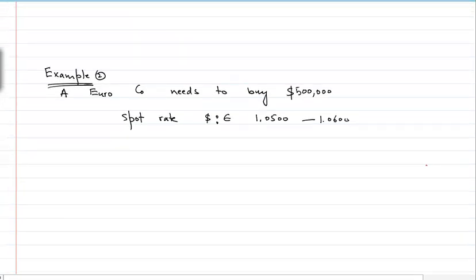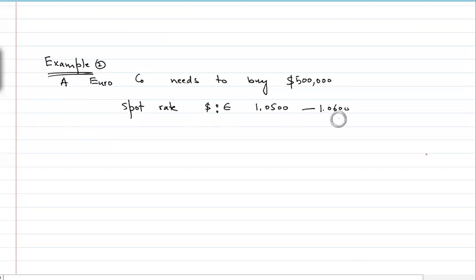Let's do another one. Pause the video, try to do it first, and then see the answer. A euro company needs to pay $500,000 and we have the spot rate. So again, the spot rate is dollar, step number 1. Step number 2, if the euro company is going to buy $500,000, which is the quote currency, it means that we are going to use the smaller rate, because we are buying the quote currency, so smaller rate.